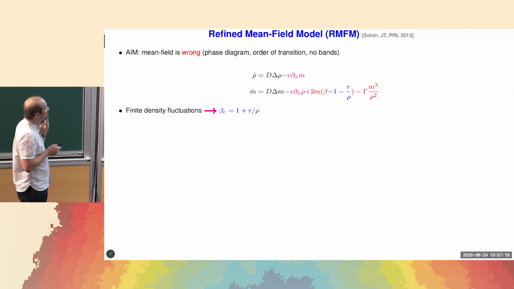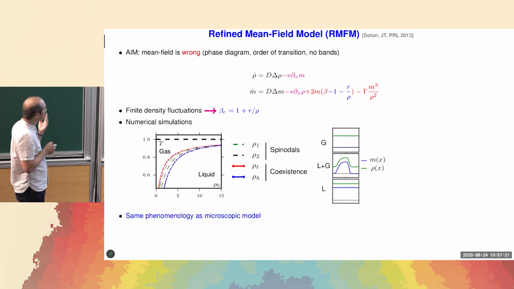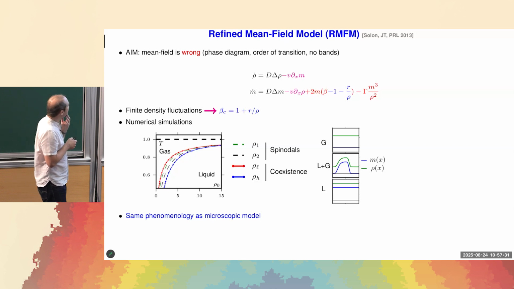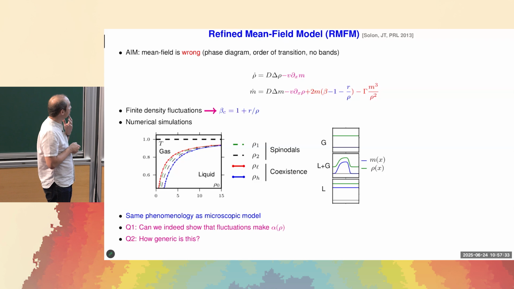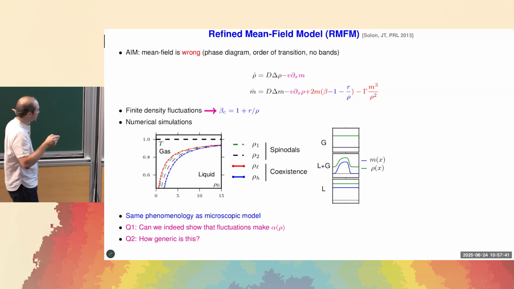Now I can take this model and put it in a computer. If I do, that's the phase diagram I get. Instead of having this mean field critical temperature at 1, I get this crescent-shaped phase diagram, which is the good phase diagram. And I get all the same phenomenology as the microscopic model, both the linear instabilities, the phase coexistence line, the liquid-gas nature, the hysteresis loops, everything.